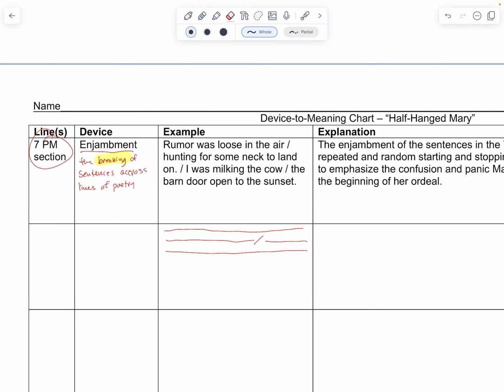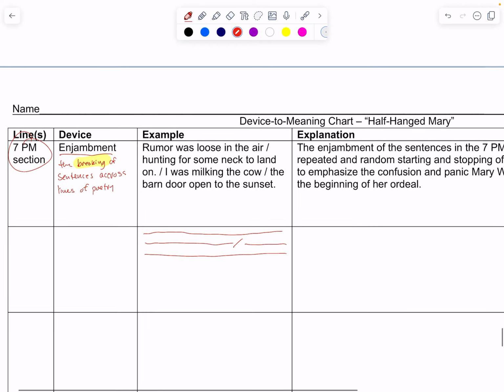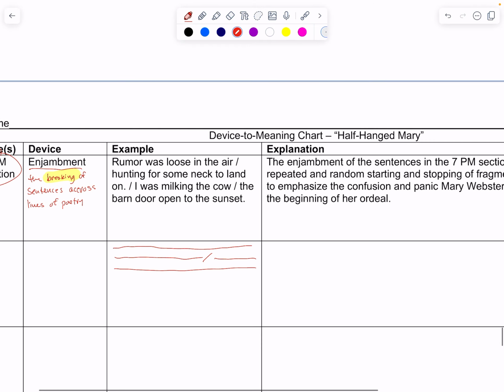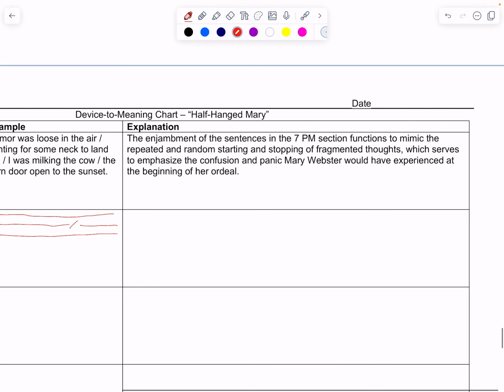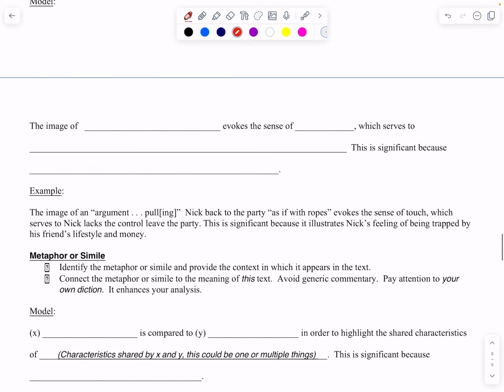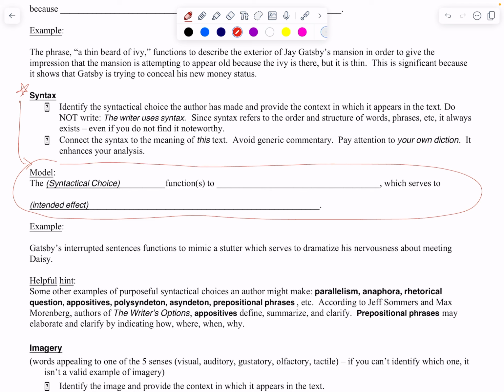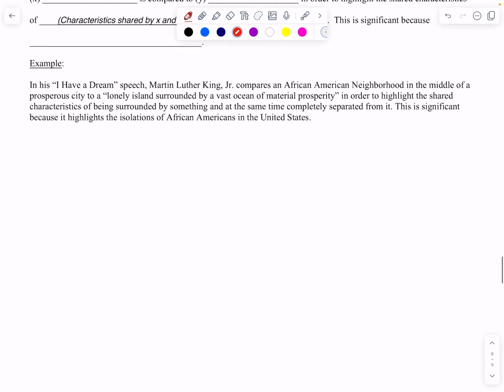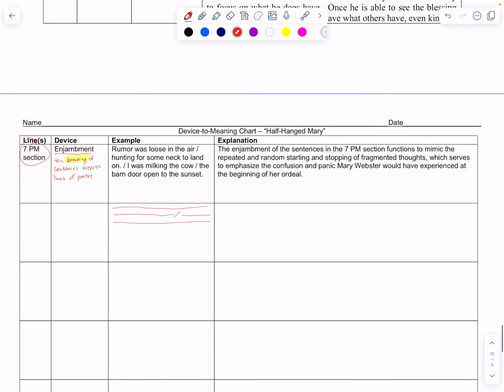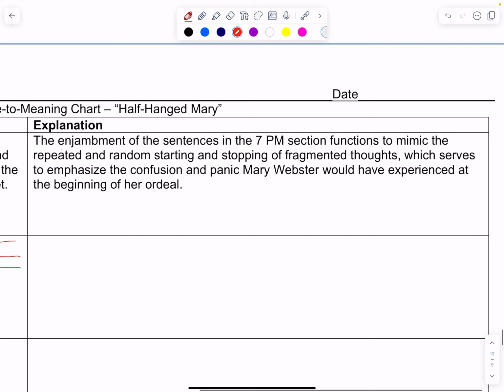Okay, so rumor was loose in the air, hunting for some neck to land on. I was milking the cow, the barn door open to the sunset. And again, we have these enjambed sentences in the 7 p.m. section. Okay, so here is the explanation according to this model up here. Okay, so I just used this model and I created a sentence explaining what the enjambment does. Okay, so the enjambment, that's our syntactical choice.